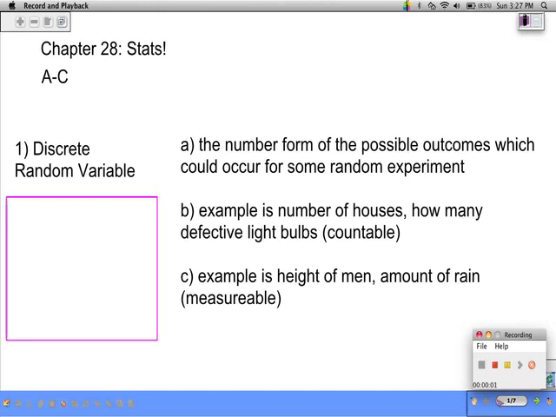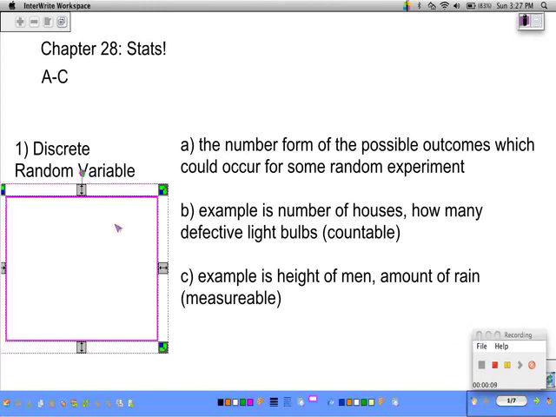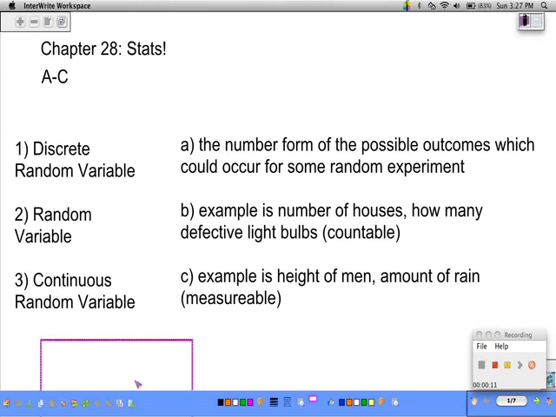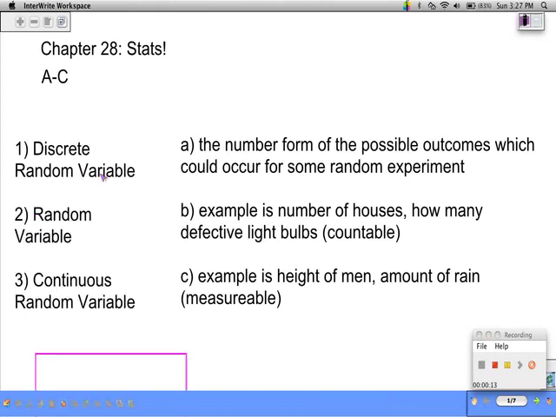Chapter 28 is the first of the two big statistics chapters, and we're going to start out with some vocabulary matching here. Here are three terms that I'd like you to take a second and match up with the definitions, or try to. So pause the video and give that a try.